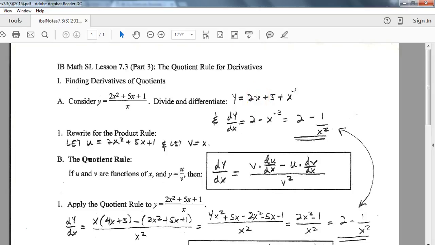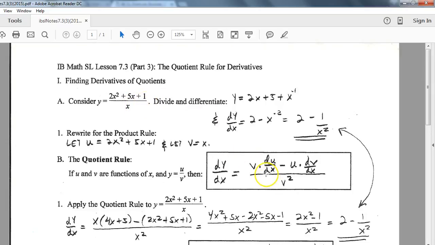So this would just give me 2x to the 0, which is 2. My constant would go away. I would do negative 1 x to the negative second, and you could get this look here. And that's one approach, and yes, it does work for some cases like this. This would work for this case, but there's just plenty of cases where you really can't take that approach, so you've got to be familiar with the quotient rule.